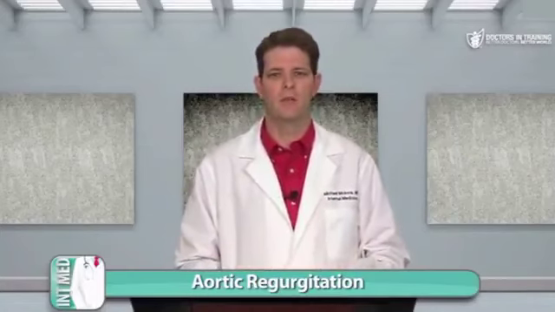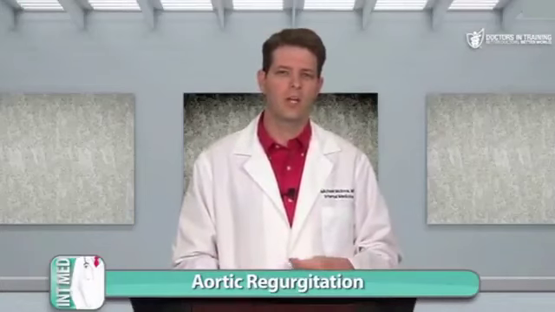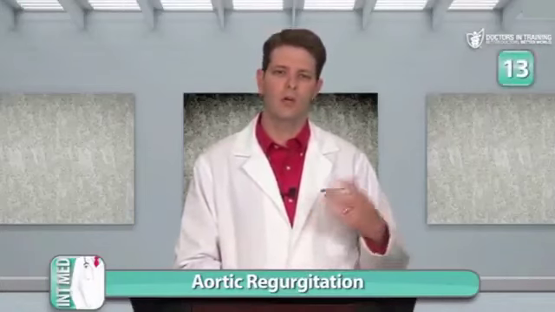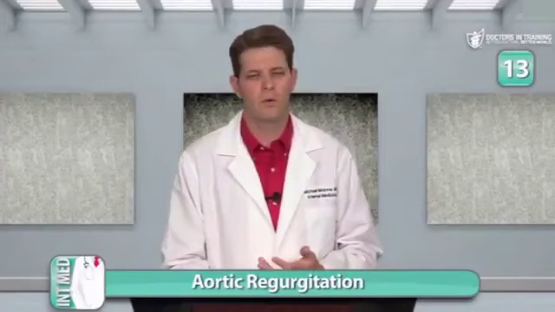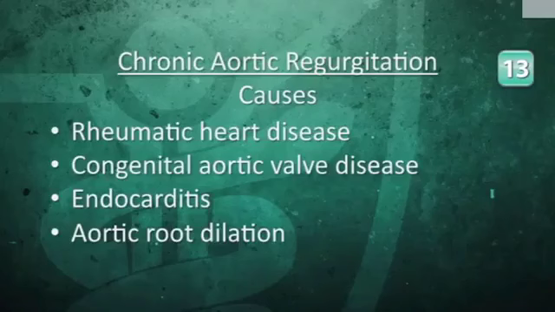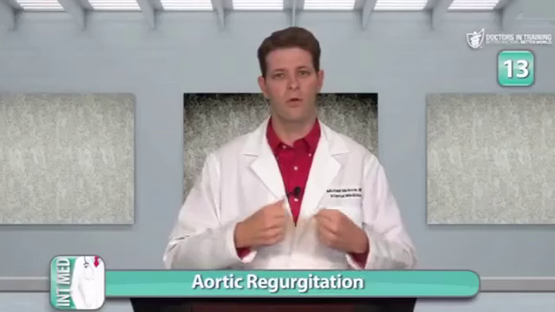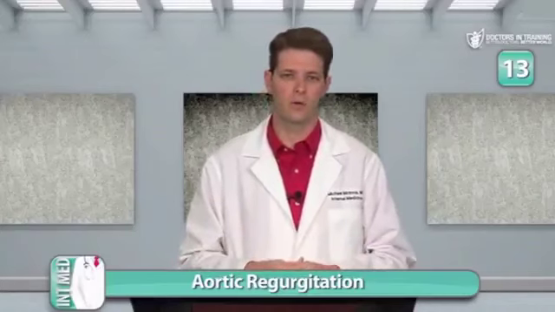Basically, this occurs when the valve doesn't close all the way. It stays open a little bit so that ejected blood is regurgitated back into the left ventricle. So there are a lot of different things that can cause aortic regurgitation, and we have to talk about chronic aortic regurgitation versus acute aortic regurgitation. So chronic aortic regurgitation can be caused by rheumatic heart disease. It can be caused by congenital deformities of the aortic valve. It can be caused by endocarditis. And it can be caused by a lot of diseases that cause dilation of the aortic root. Things like Marfan syndrome, tertiary syphilis, anything that makes the aortic root dilated is going to pull those aortic valve leaflets apart, so you'll have some aortic regurgitation.